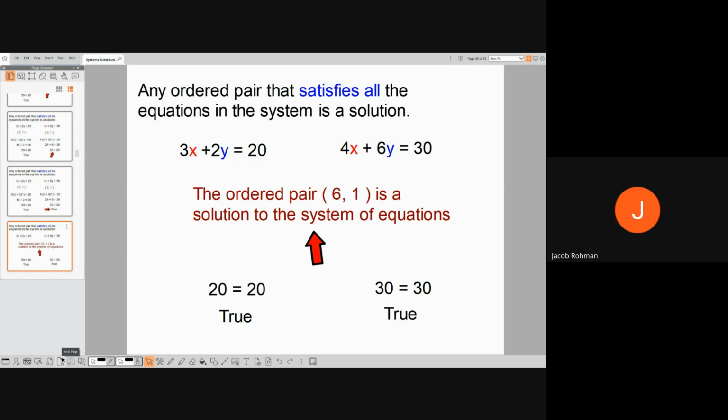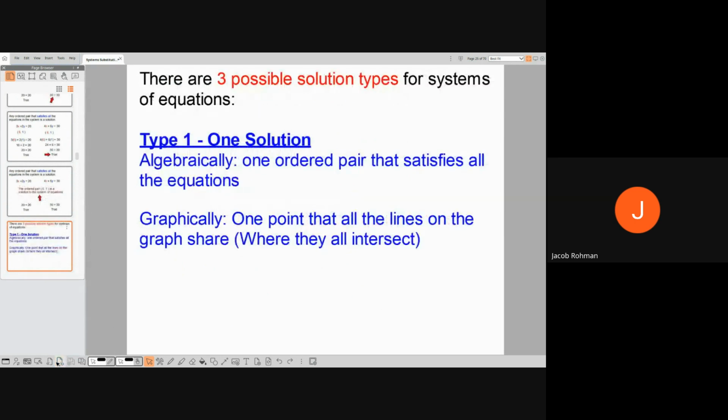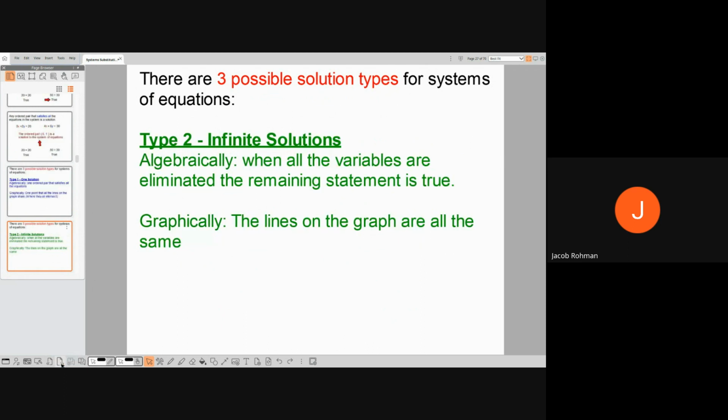Now the real question is, how do you find those ordered pairs that are solutions without just randomly guessing? We're going to use a process called substitution. Recall that there are three possible solution types for a system of equations. Type 1 is one solution. Algebraically, that means there's one ordered pair that satisfies all the equations. Graphically, it's one point that all the lines on the graph share, or in other words, where they all intersect.